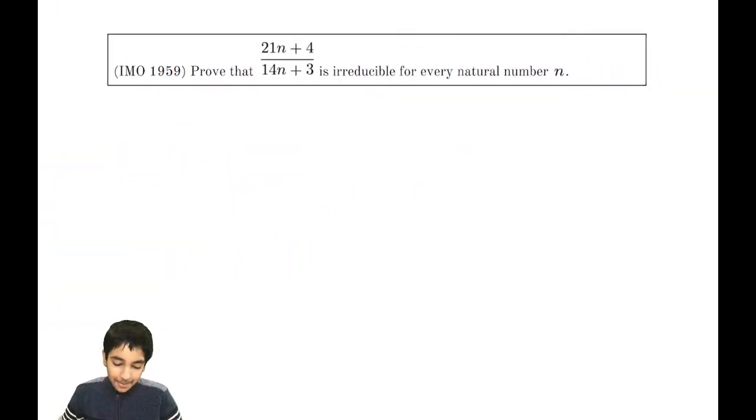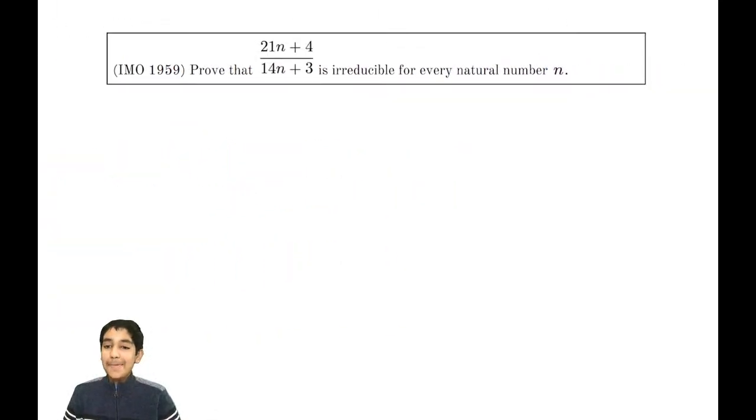Okay, so now let's look at a problem from the IMO. And even though this is from the IMO, it's actually a pretty easy problem because it was from way long ago. So prove that (21n plus 4) over (14n plus 3) is irreducible for every natural number n. So basically what this is trying to tell us is don't get scared by the IMO problem. It's actually probably easier than most AMC 10 problems based on my experience. So we have to prove this is irreducible.